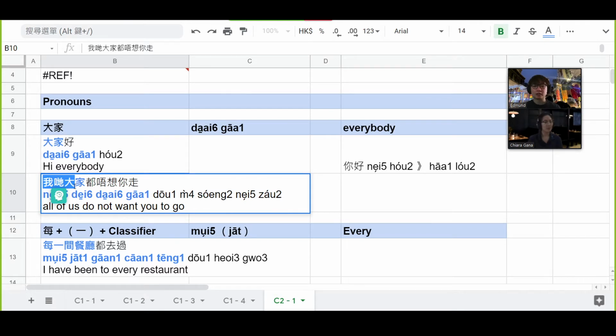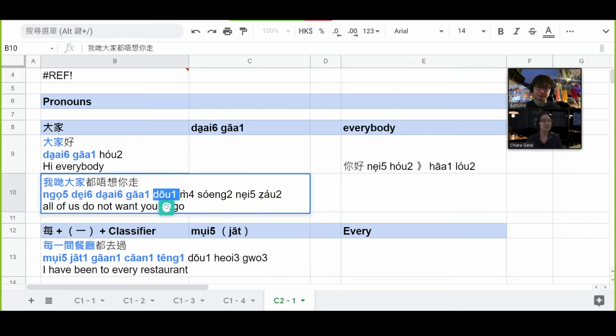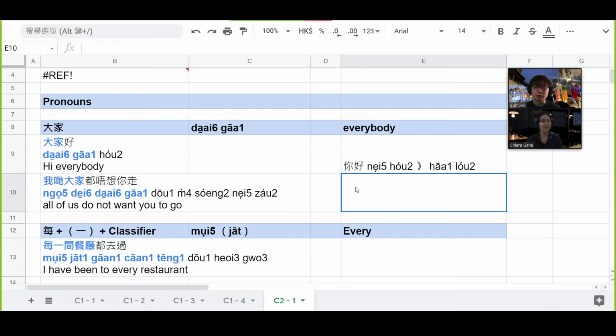我哋 is we. But you say 我哋大家, so like all of us. 我哋大家都唔想你走. So 都 is all, also, both, and 唔想 is don't want. 你 is you, and 走 is to leave. 我哋大家都唔想你走. We don't want you to go, like that.